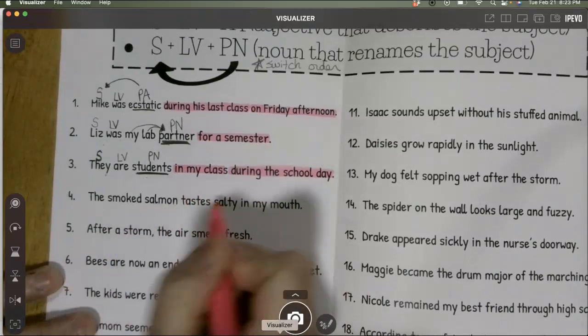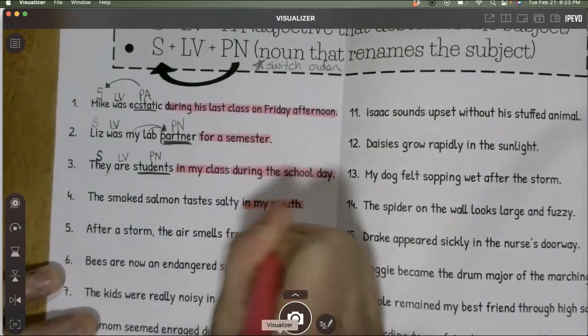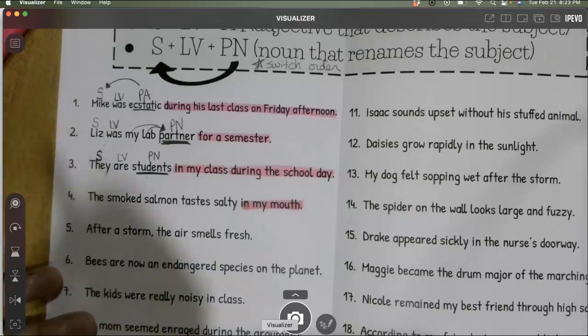All right, the smoked salmon tastes salty in my mouth. Okay, so I've got a prepositional phrase.